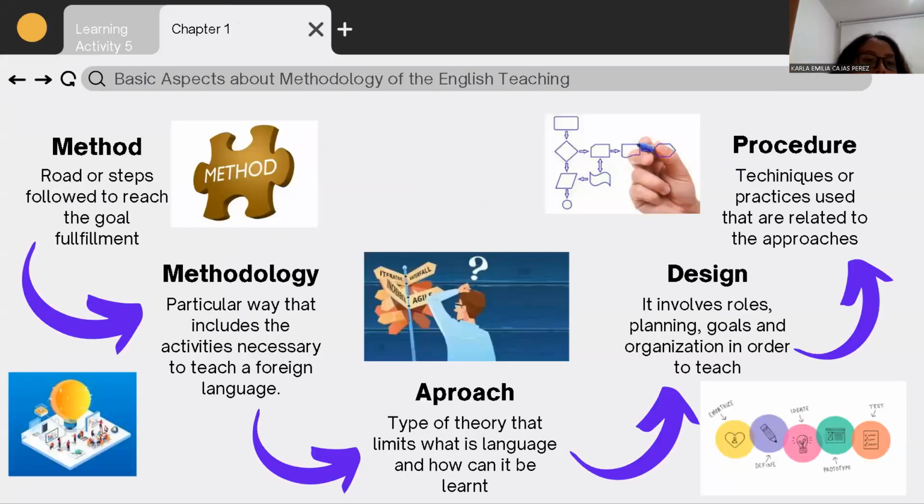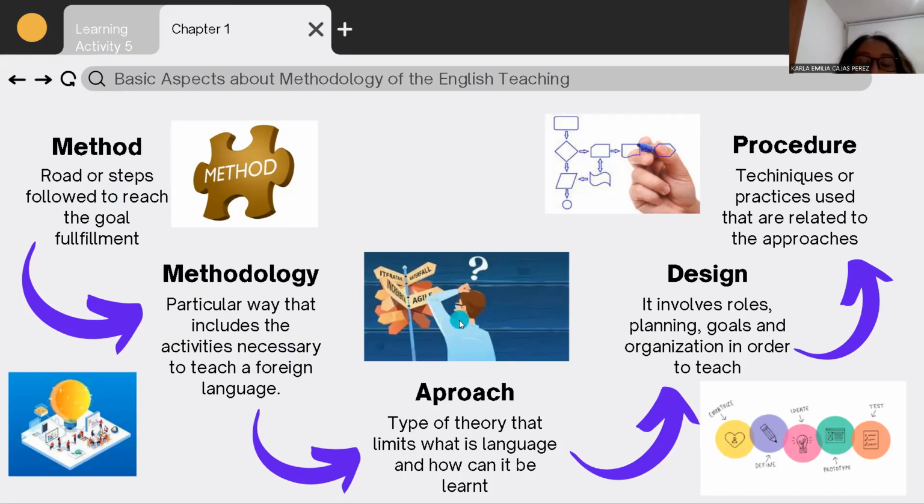In the basic aspects about methodology of English teaching, we have first the method, which are kind of steps that are necessary to follow in order to reach a goal fulfillment. Then we have the methodology, which goes along with the method, and it's kind of ways in which all the activities necessary to teach a foreign language are organized.